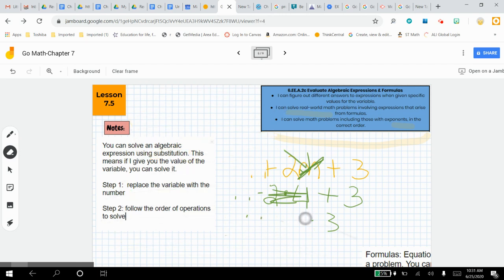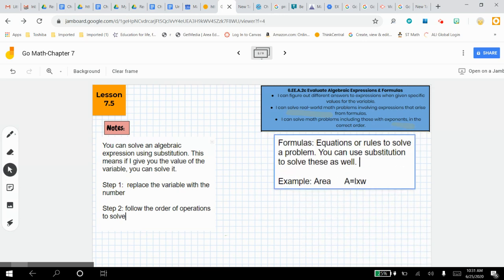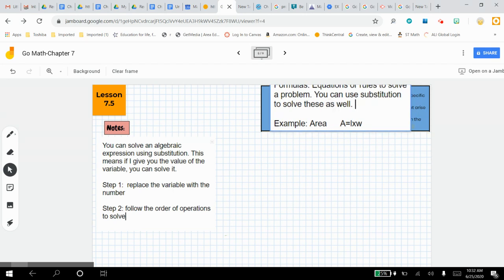The other part of this standard is you have to be able to evaluate a formula. So now, a formula is this. A formula is an equation or rules to solve a problem. You can use substitution to solve these as well. So I'm going to take the formula for area, which is area is equal to length times width. So let me put this up here for a moment. And real quickly, let's go through a problem of area.